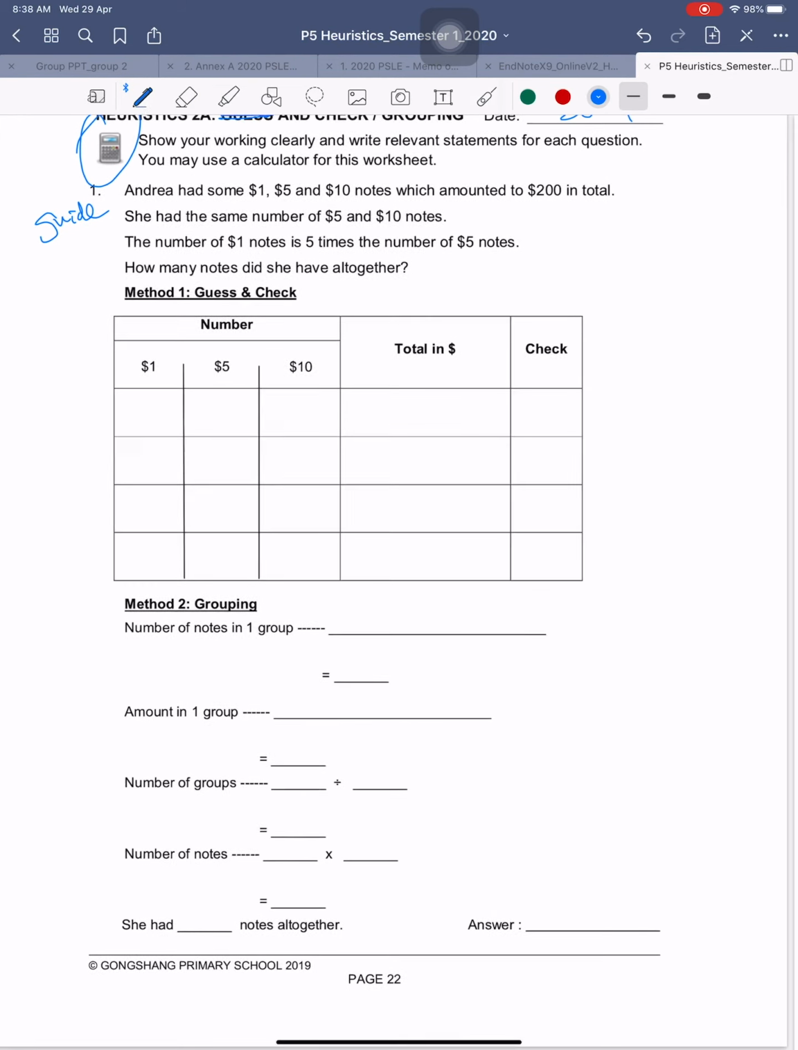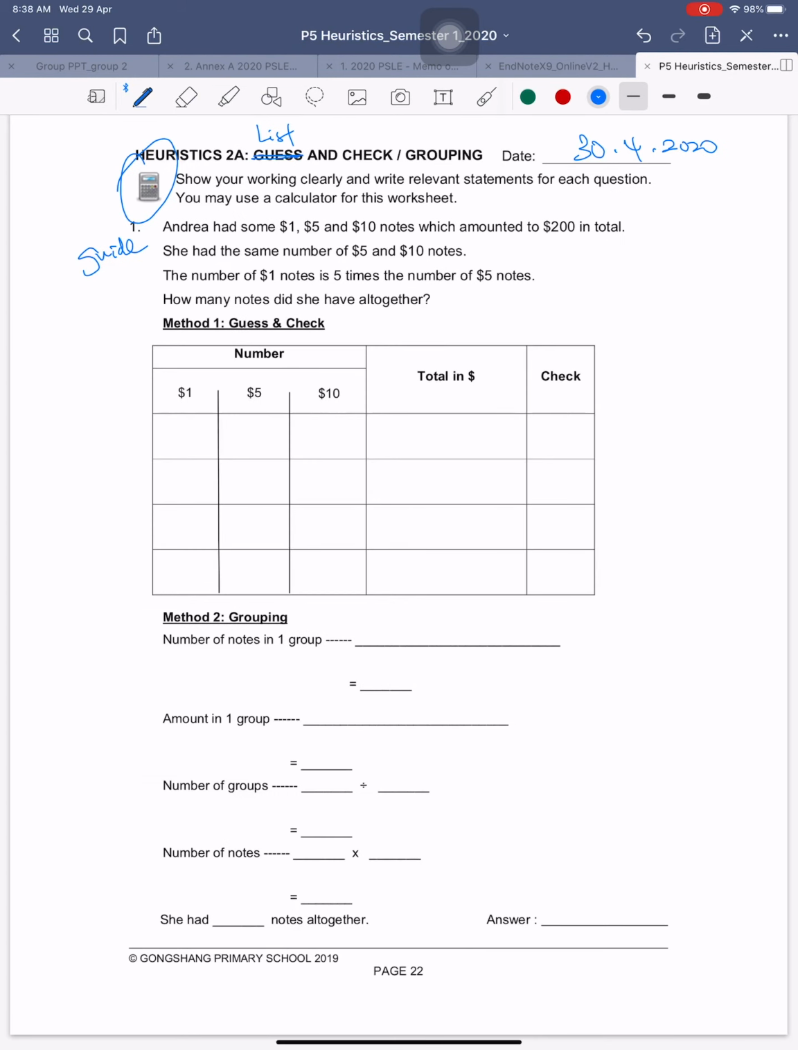So as you can see for question number 1, there are 2 methods. Method number 1 is list and check and method number 2 is grouping. So let's look at question number 1 and see how both methods can be used to solve this.